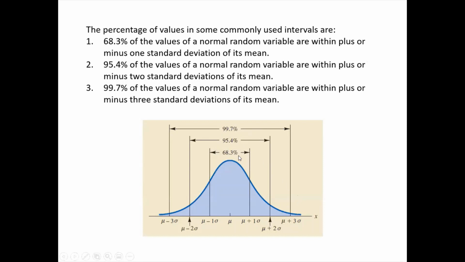So this is our 68, 95, 99 rule. In one standard deviation we cover 68.2, 68.3% of data. In two standard deviations we cover 95.4% of data, and in three standard deviations we almost cover 99.7% of data. That is the 68, 95, 99 rule, which is also called the empirical rule.